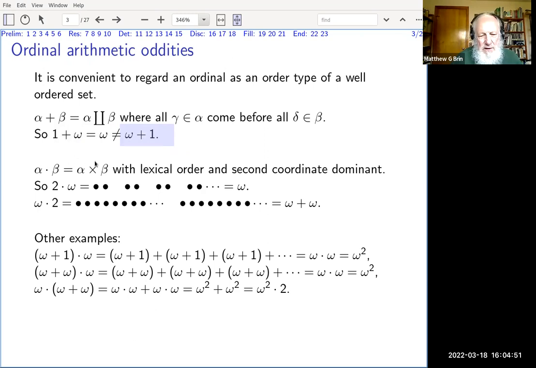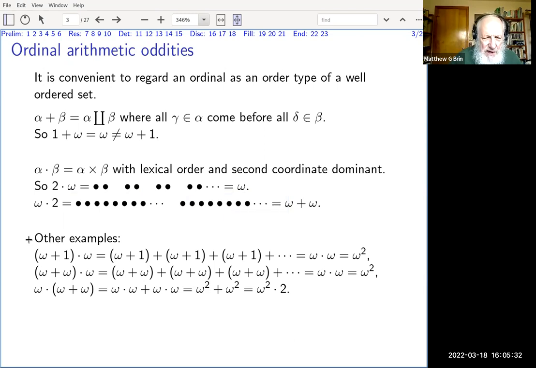Similarly, multiplication, if you define multiplication by the cross product and you make the second coordinate more important, then 2 times omega is omega copies of 2. And if you take 2 elements and 2 more and 2 more and string them out, you just end up with the order type of the natural numbers. On the other hand, if you say omega times 2 is to be 2 copies of omega, then you have a copy of the naturals followed by another copy of the naturals. You have infinitely many elements with infinitely many predecessors, and it's a very different result.